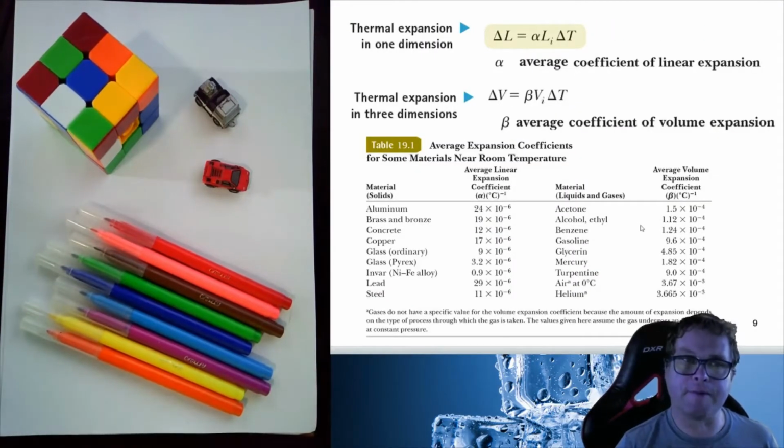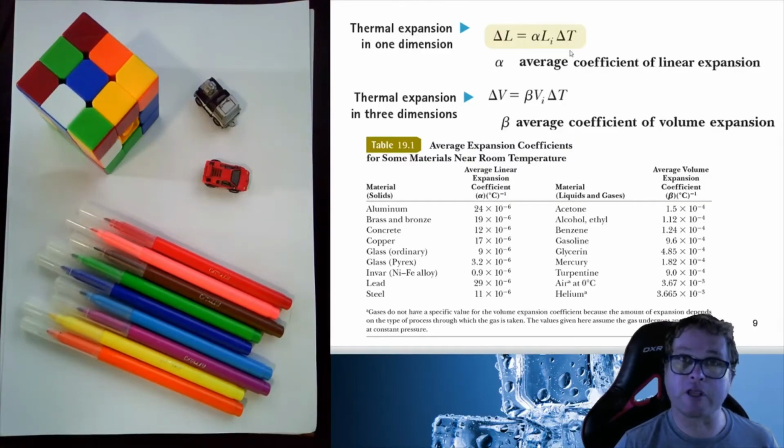If we look at what's happening mathematically, we can have the case where we're looking at an iron bar, and then what's going to happen when the temperature of the bar changes. So if we have just a bar, then we're interested in the length, and how will the length change, right? And then we will use this expression. The change in length is equal to the initial length times the thermal expansion coefficient, the average coefficient of linear expansion, alpha, multiplied by the change in temperature.